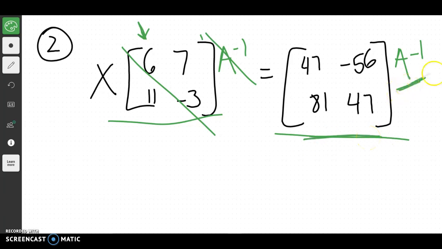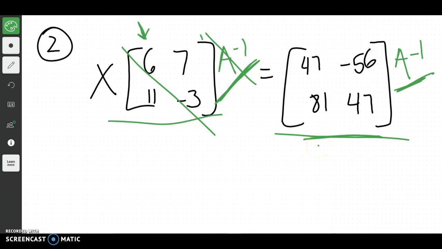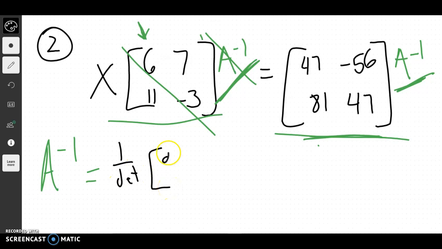Now if you noticed, I put it on the back side because if you multiply a matrix on the back side, you have to keep it the same because they don't have the commutative property, so you can't actually flip it. So first thing we're going to do is find the inverse of this matrix, which is 1 over the determinant, and then we switch D and A, and we have the negative of the B and the negative C.